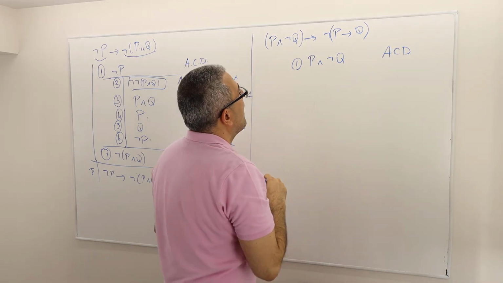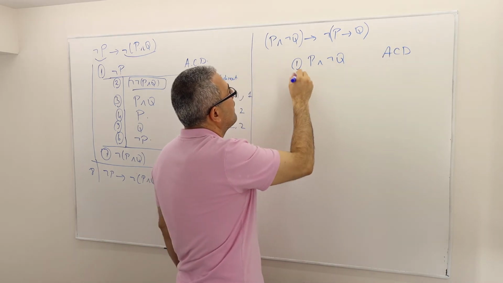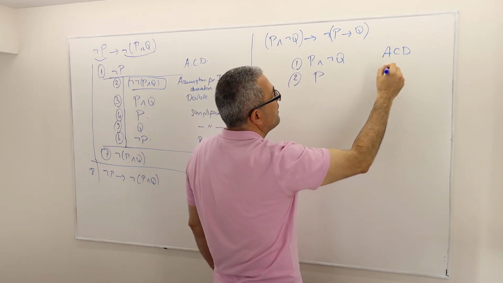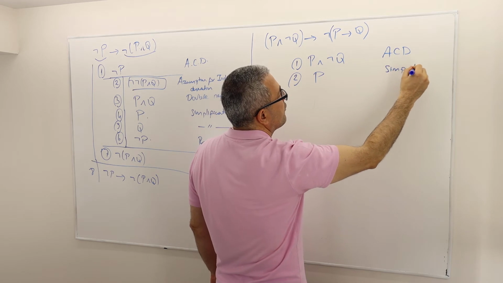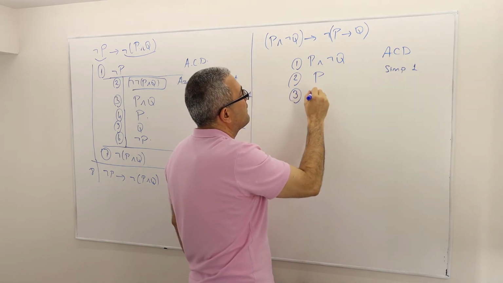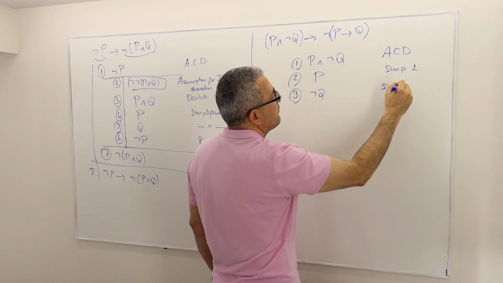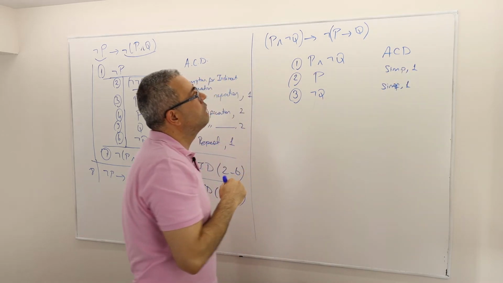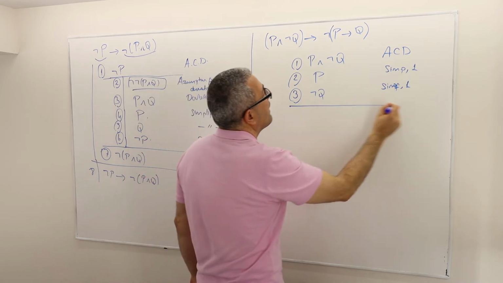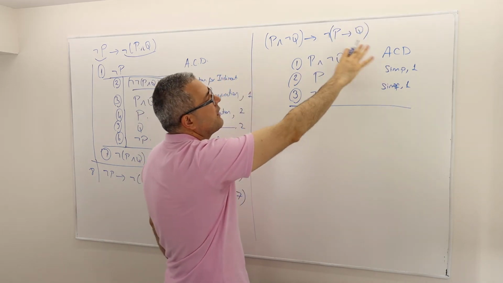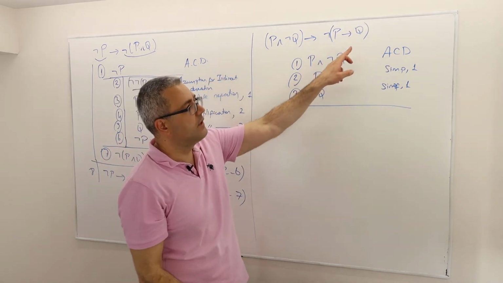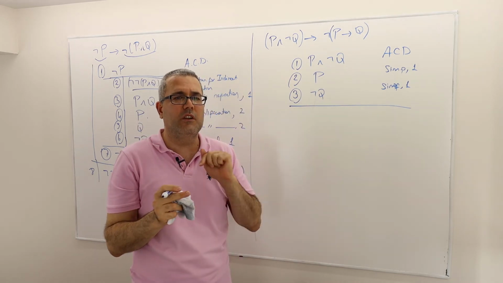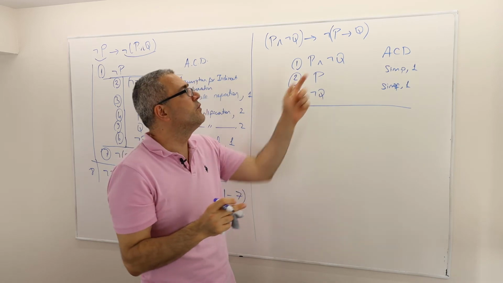Very well. What else? Thanks to this assumption, I know that P must be true. This is simplification of the argument in line 1. And not Q is also true. This is simplification of the argument in line 1. But that's it. So now I need to show this, but this is not a conditional statement. I mean, it is conditional, but this conditional guy is within the parentheses and there's a negation in front of it. So I cannot really assume P.